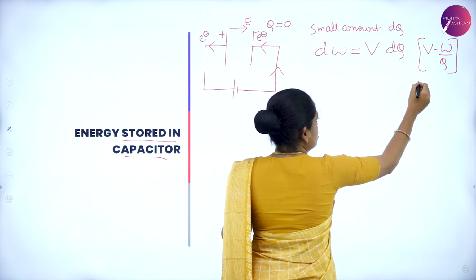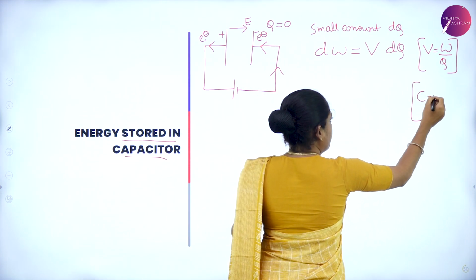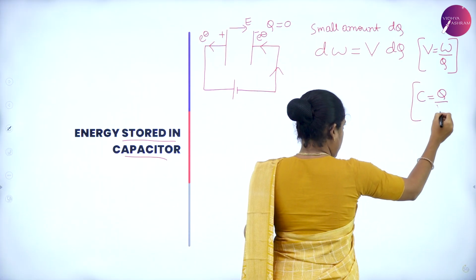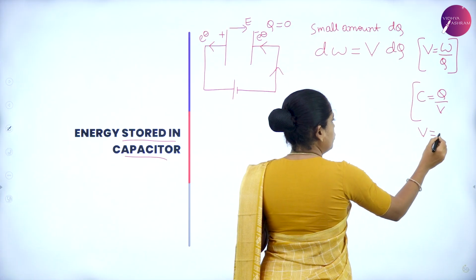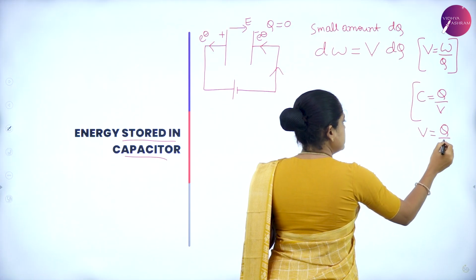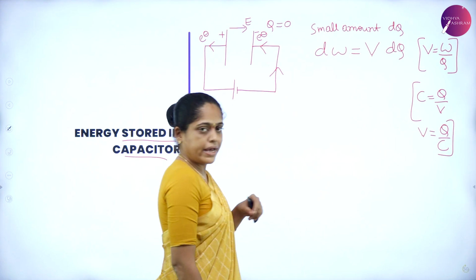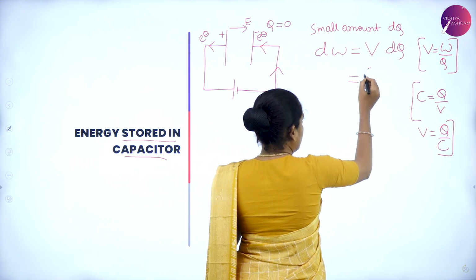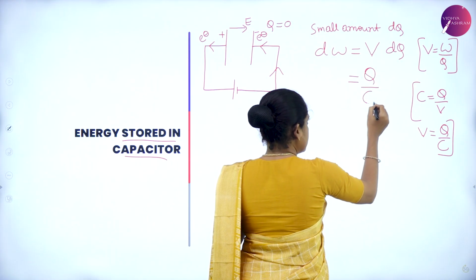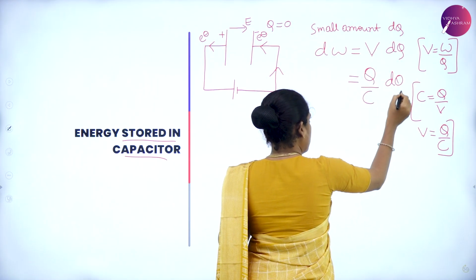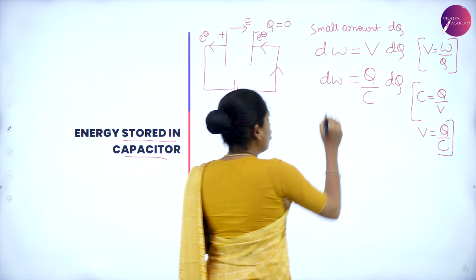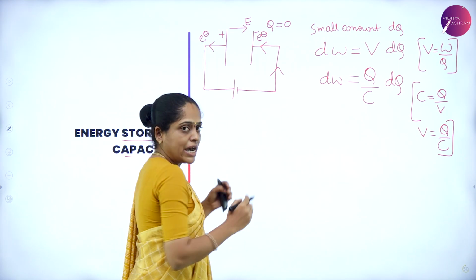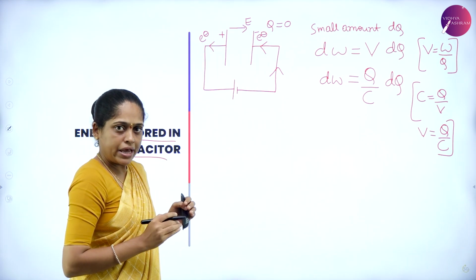Now, what is potential equal to? By the capacitance expression, C is equal to Q by V, so V is equal to Q by C. So, in the place of V, consider Q by C dQ. Yes, this is for storing the small amount of charge by the battery on the capacitor.